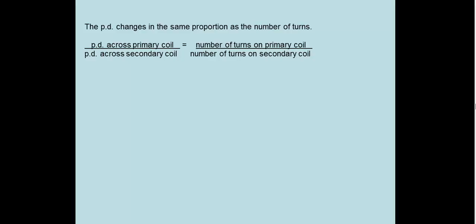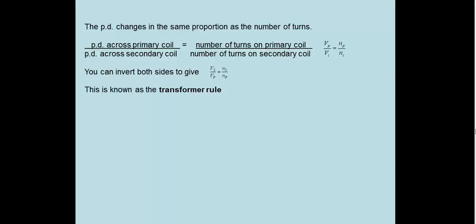So we get this formula: the potential difference across the primary coil divided by the potential difference across the secondary coil will equal the number of turns on the primary coil divided by the number of turns on the secondary coil. In symbols we can write Vp over Vs is equal to Np over Ns. You can invert both sides to give Vs over Vp equals Ns over Np. You'd be given 3 of these values and expected to calculate the 4th. Though if one of the values of potential difference is the mains, you may be expected to know that this is 230 volts. This is known as the transformer rule.